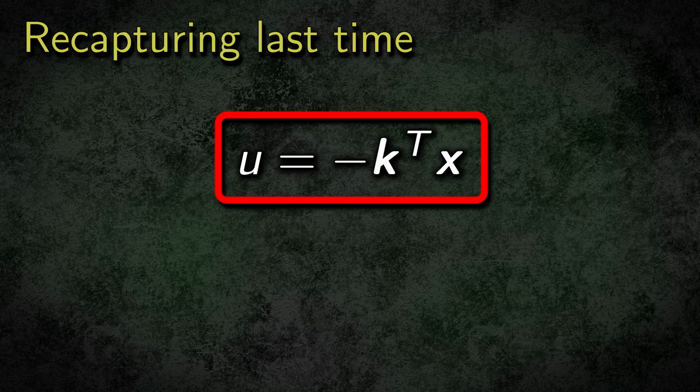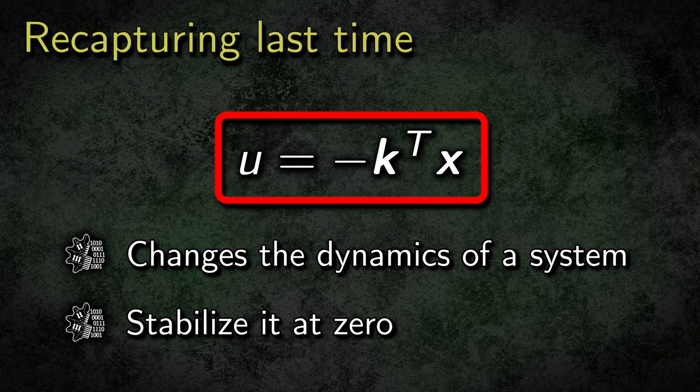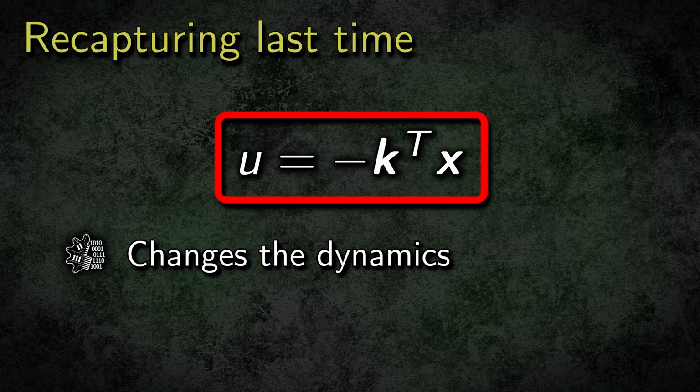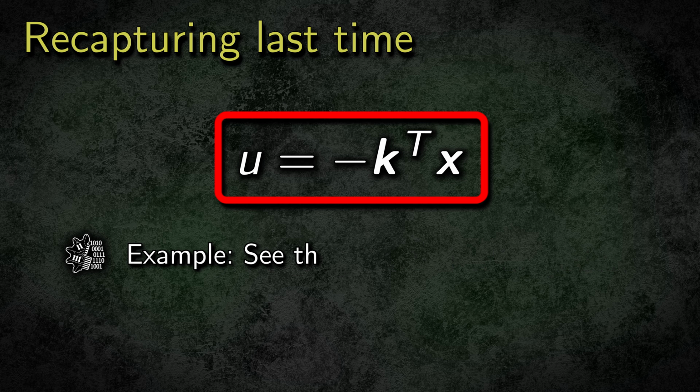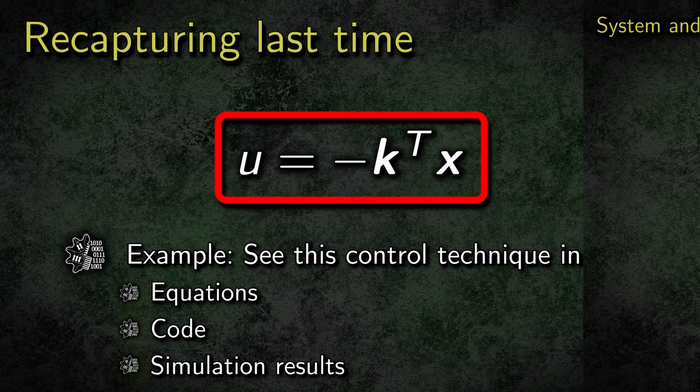In the last video I showed you how this equation here changes the dynamics of a system and allows us to stabilize it at 0. Let's now go further than control theory and look at an actual example to see this control technique in action. We look at the equations, code of the implementation, and simulation results. We are using this system here.